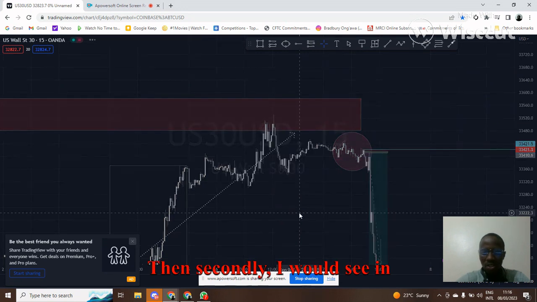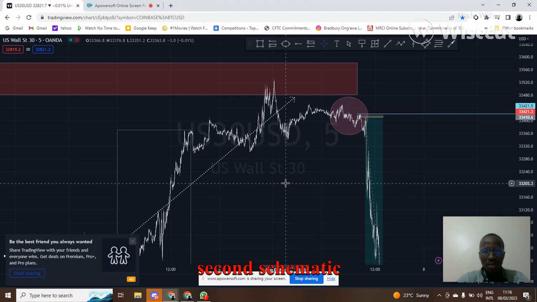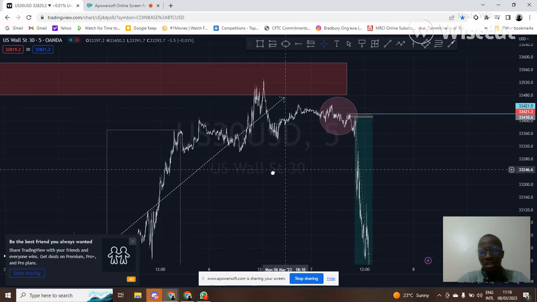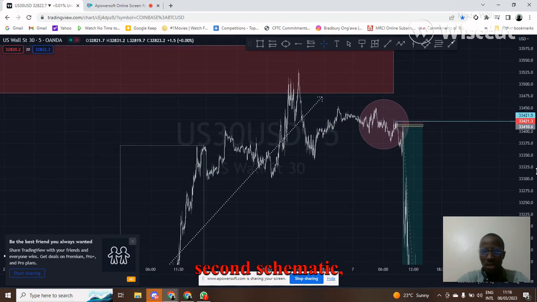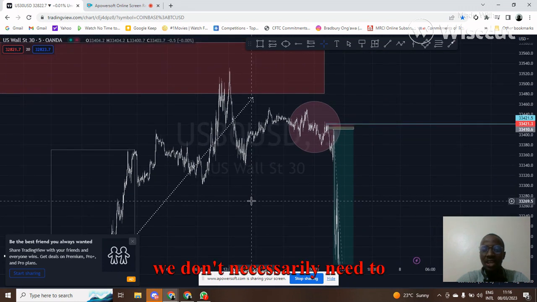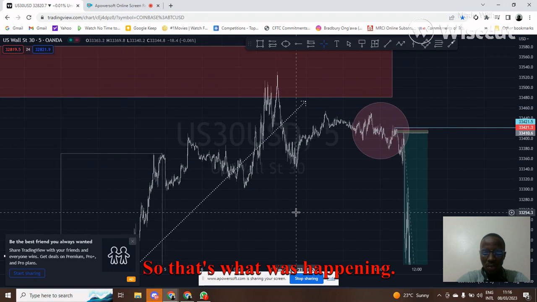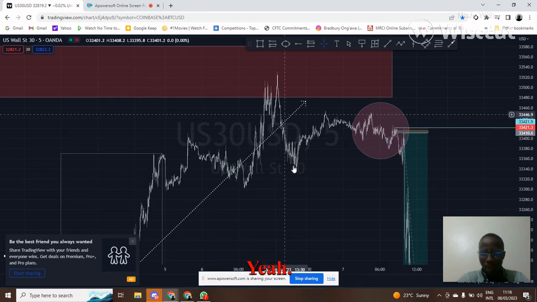And then secondly, I was seeing some form of Wyckoff second schematic distribution. You have the preliminary supply automatically, and also if you check the Wyckoff schematic, the second schematic, we don't necessarily need to see a U-turn. So that's what was happening. I had an imaginary distribution here.